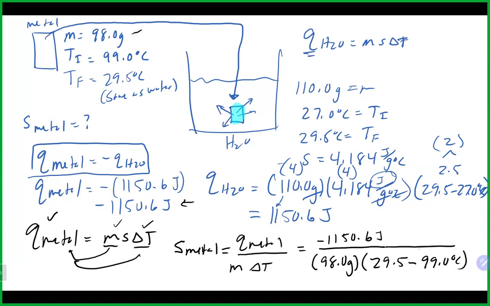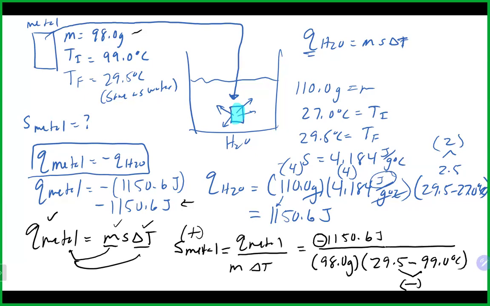And that's important because when I do this subtraction, what type of number will I get? A positive or negative? You get a negative. That negative with our negative up here will turn our specific heat capacity of our metal into a positive number, which is what it should be. So again, those negatives you've got to be kind of careful of as you go through it. I'm using the whole numbers so we don't get too many rounding errors. We're going to go divided by 98, divided by 29.5 minus 99.